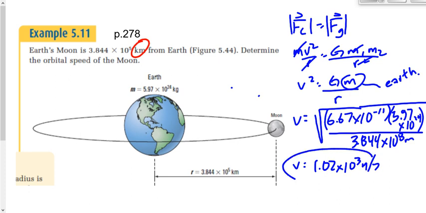So not 100,000 meters per second, Riley, but 1,000 meters per second is still pretty fast, right? That's still about 3 times the speed of sound. Yeah?